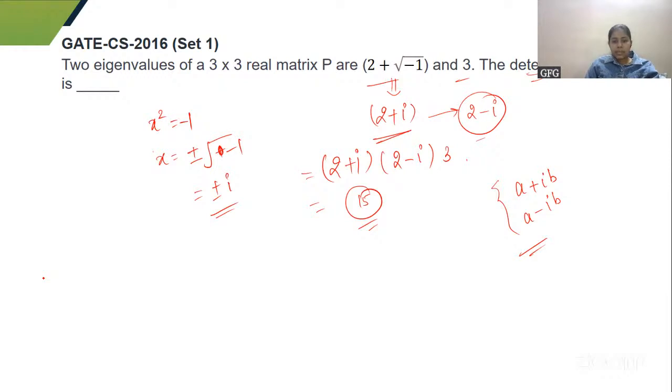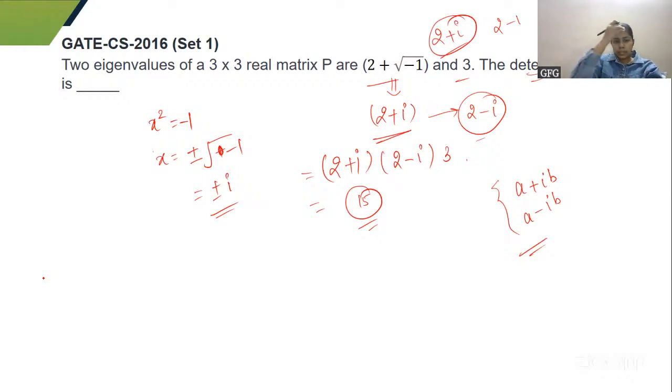2 plus root minus 1 can be written in two ways. 2 plus square root of minus 1 would be 2 plus i. This is one root. And because of i we have a root, then we have minus i as well as a root: 2 minus i. Right, right, Lakshmi.